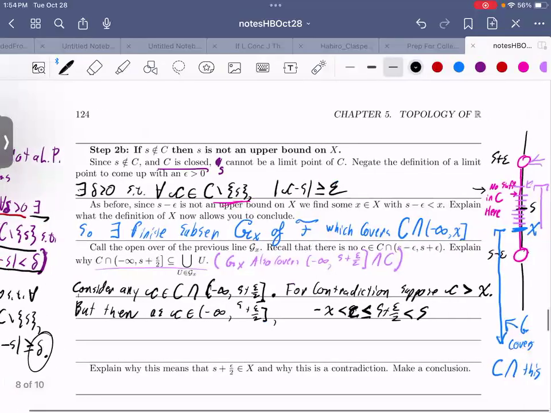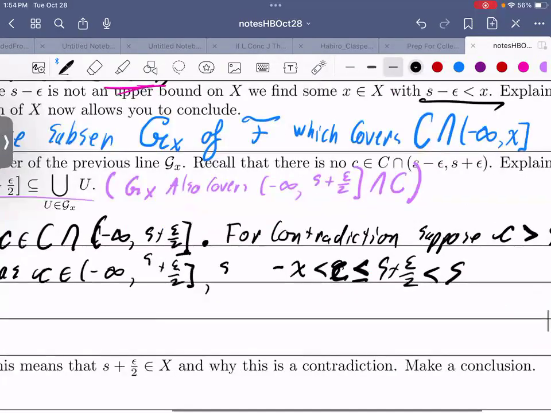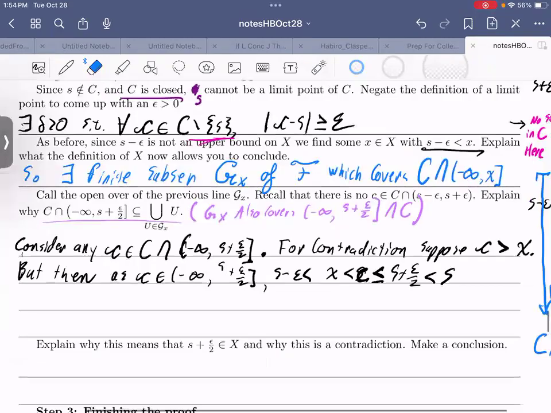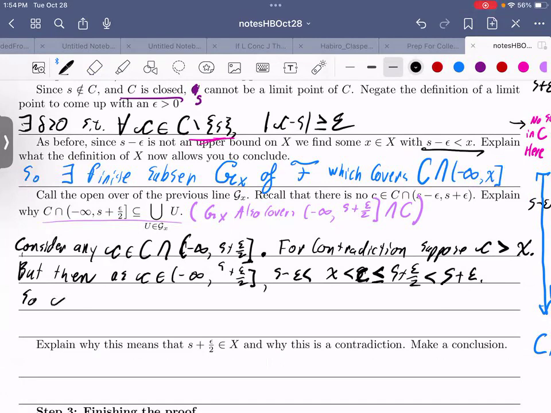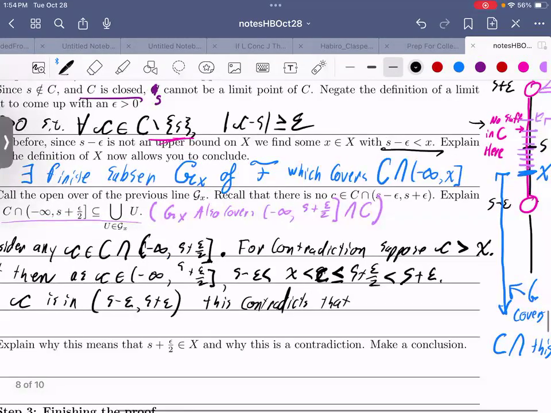And let's remember, s minus epsilon is less than x. Oh, and hopefully I didn't say negative x right there. S plus epsilon. So C is in s minus epsilon to s plus epsilon. This contradicts that C intersect s minus epsilon to s plus epsilon is the empty set.